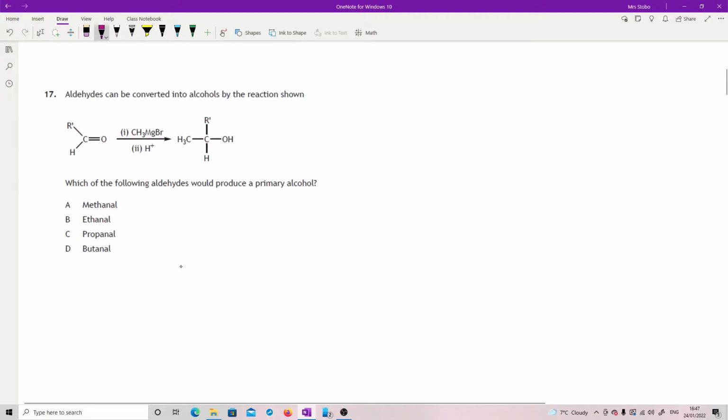Okay, question 17. Aldehydes can be converted into alcohols by the reaction shown. Which of the following aldehydes would produce a primary alcohol? So it's kind of a higher question almost. Not totally, but the idea behind it is still higher, I think. Right, so what you're looking for in a primary alcohol is that the OH group, the hydroxyl, is attached to a carbon which only has a maximum of 1 carbon attached to it. So 1 R group, and the rest have to be hydrogen.